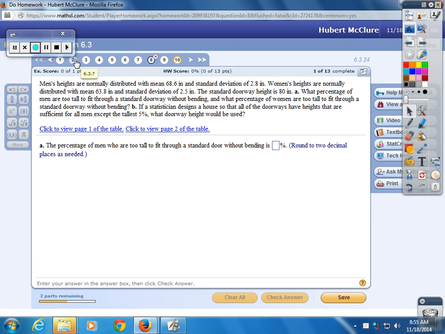So we're trying to find the 95th percentile. I haven't even read the question. It just says sufficient for all men except the tallest five. Okay. And this one, it helps very much to draw a picture. What I usually do is draw the men's distribution at the top and the women's at the bottom, and then I draw a line through both of them, so it'll make a little bit of sense to me. One line, because they want it at the 95th percentile or something like that.